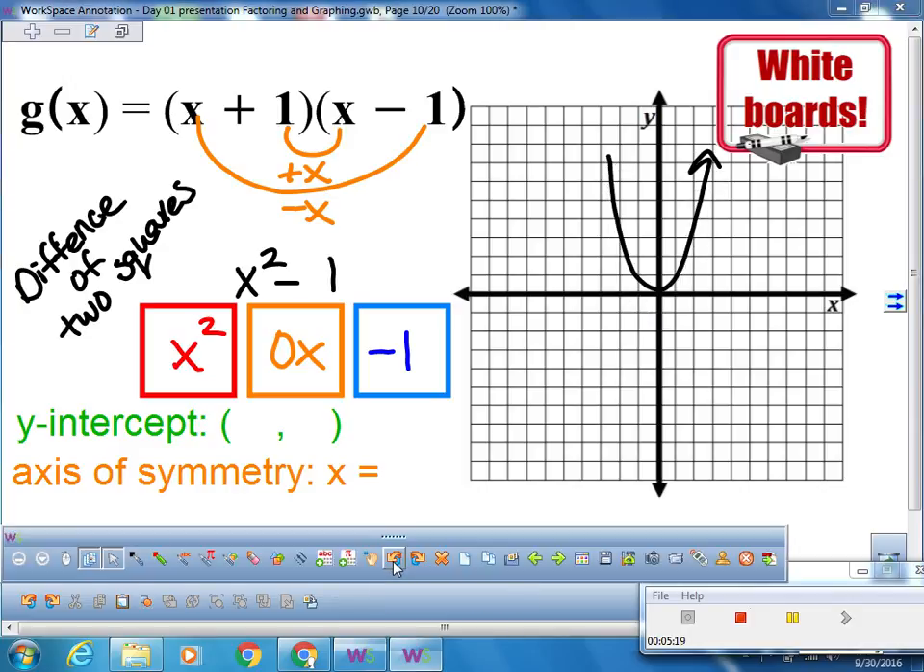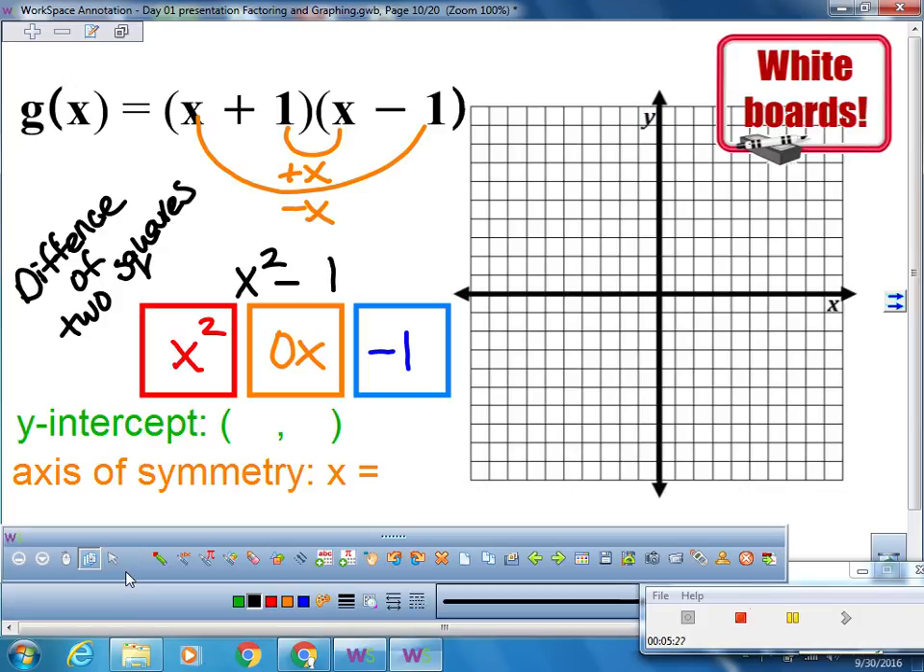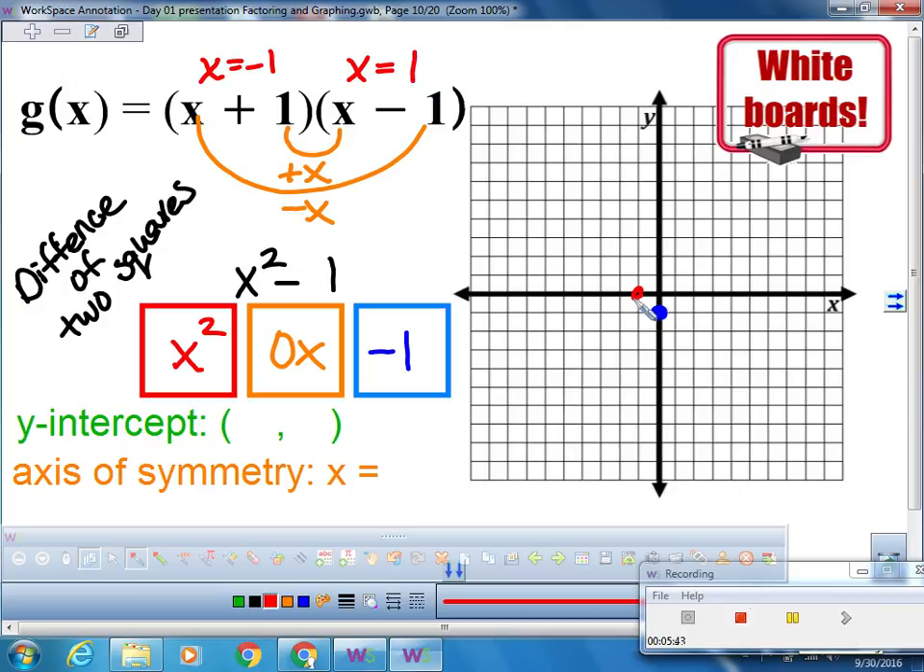I'm going to rewrite this, though, a little bit better. So I've got x squared minus 1. Here's my y-intercept, negative 1. I've got two different zeros. I've got a 0 at x equals negative 1, and I've got a 0 at x equals 1. My axis of symmetry is actually the y-axis still. So my axis of symmetry is x equals 0. My y-intercept is (0, negative 1), and that's really all I need.